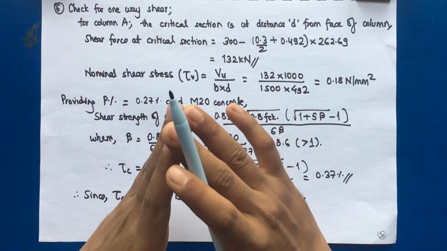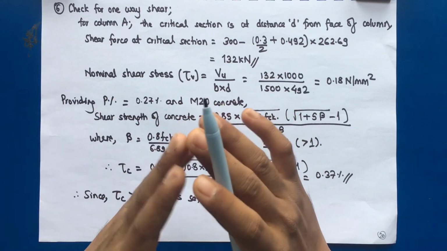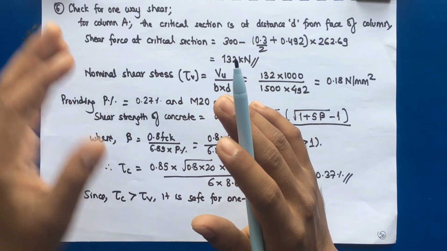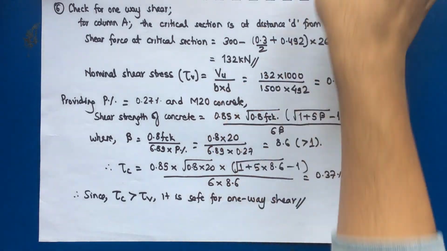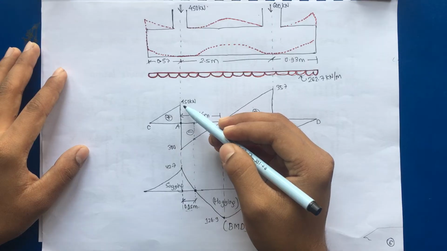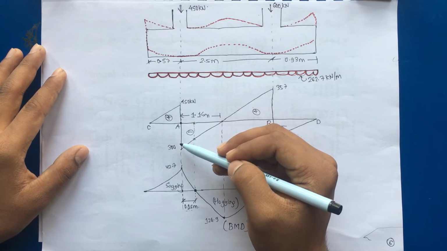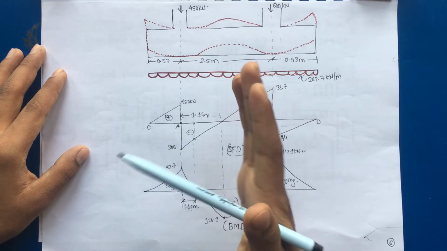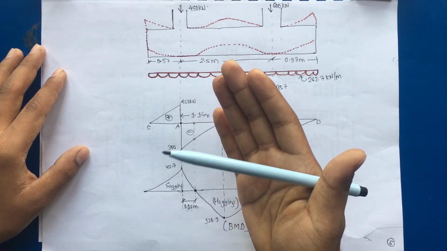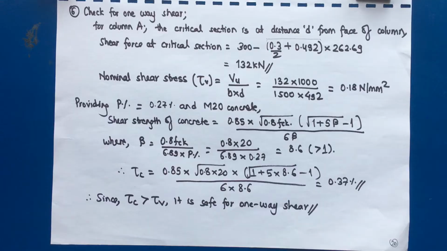But for now, the shear force has to be computed on one side of the face of the column, whichever is the critical one. If we see the shear force diagram, the shear force just left of A is 150 kilonewton and the shear force just right of column A is 300 kilonewton. That means we have to check for the greater value. So we'll check the shear force at a distance D from the face of the column, that is from the inner face of column A towards the right.